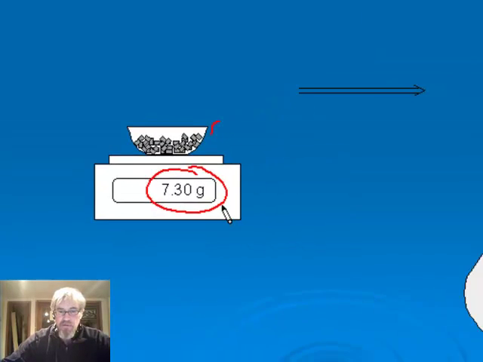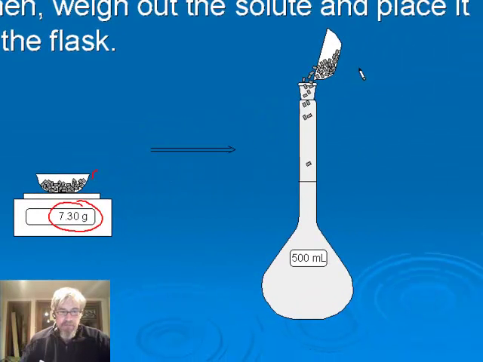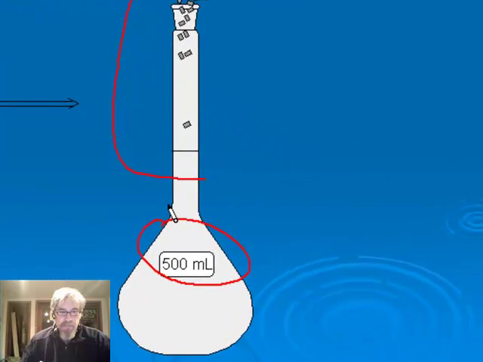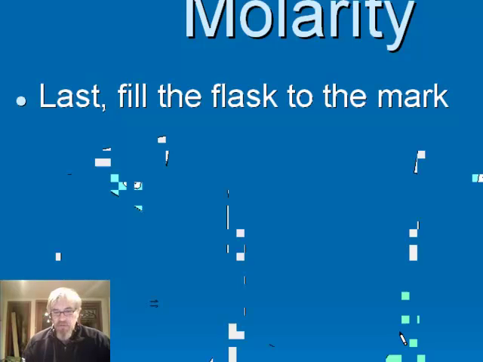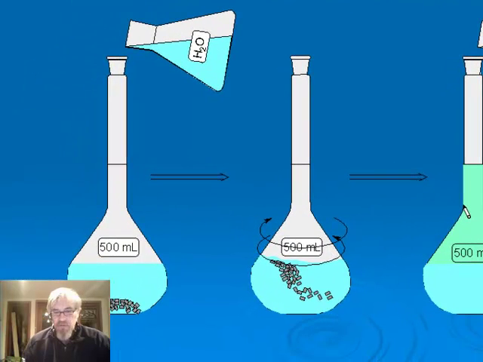So I go to my balance, I weigh out 7.30 grams of sodium chloride, and then I dump that sodium chloride in my 500 milliliter flask. Last thing I do, fill the flask up to the mark, and I swirl it in between to make sure that the stuff all dissolves.